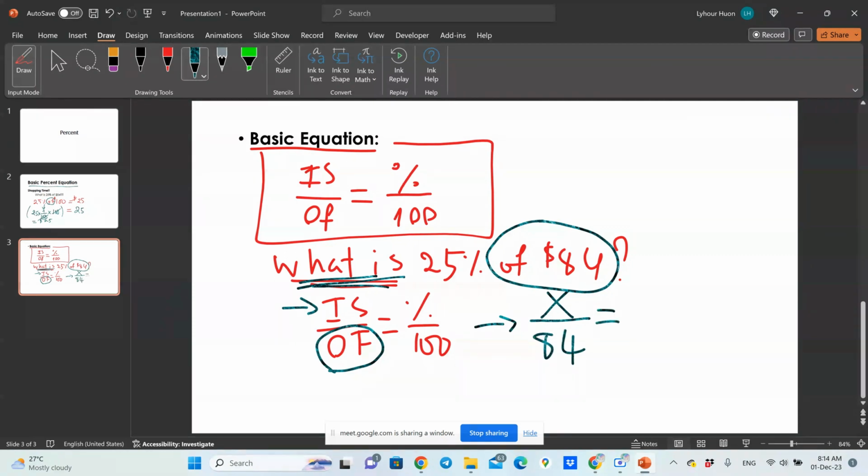What about percent? Percent is the 25%, and this formula always comes with 100. So it's 25 over 100. Then can we figure out the variable x in our equation? So how do we solve for x?